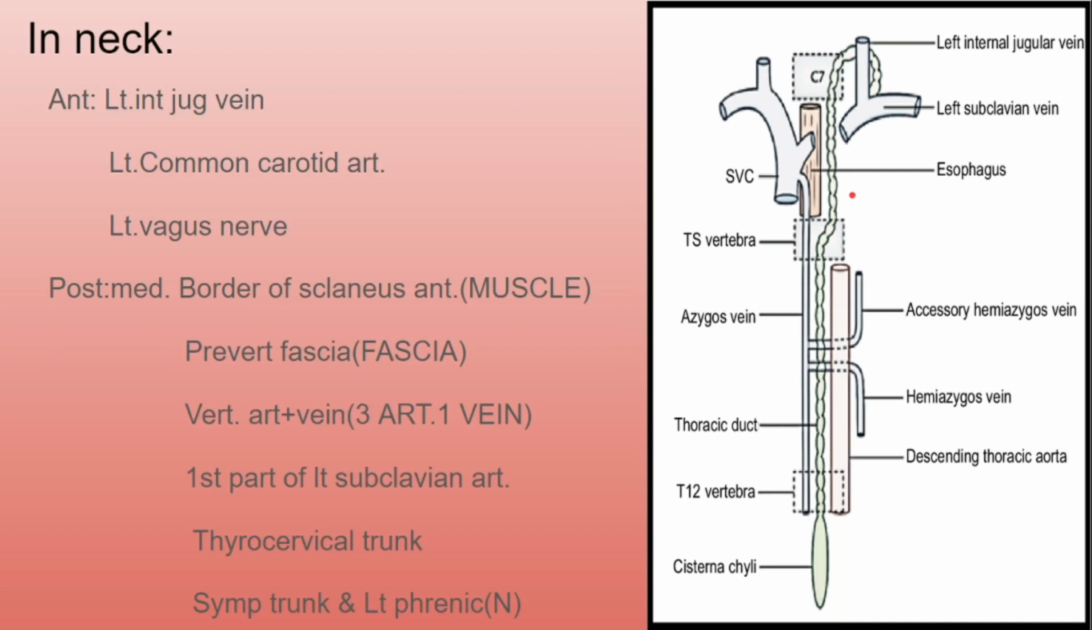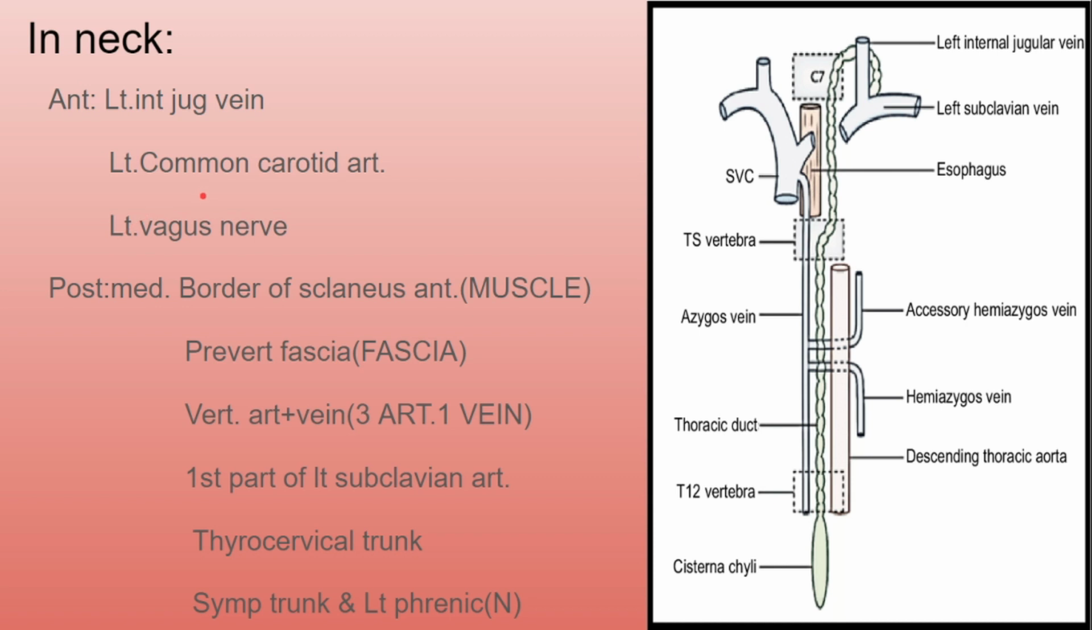Okay, now in the neck. In the neck region there are many things, so I'll tell you the trick to remember the relations. In the anterior relation we have mainly three things. All three are on the left only, and you can remember them by the mnemonic VAN: vein, artery and nerve. Vein is the internal jugular vein, artery is the common carotid artery, and the nerve is the vagus nerve. So all three are left and V-A-N. This was a trick to remember the anterior part.